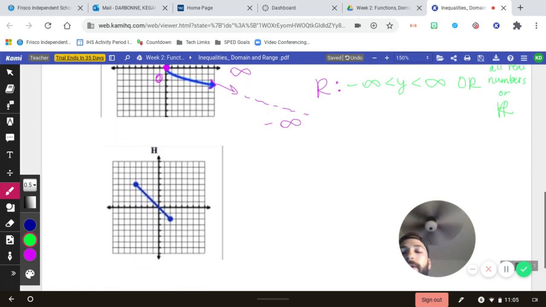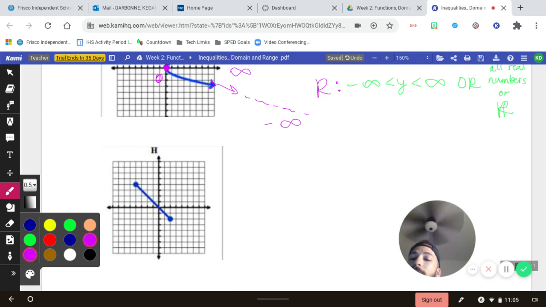Okay, let's try one more. So our last one here, we have our function h. Function h, its furthest to the left x value is 1, 2, 3, negative 4. Its furthest to the right x value is 1, 2. Its lowest y value is negative 2. And its highest y value is 1, 2, 3, 4.